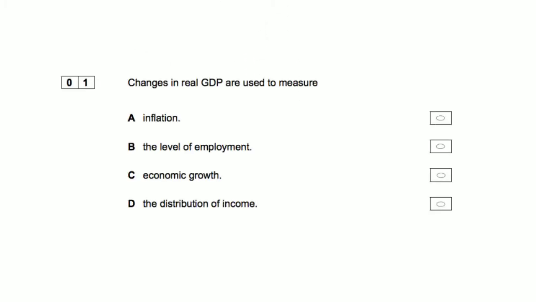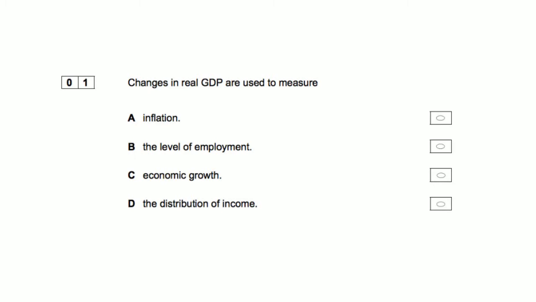Question 1 says changes in real GDP are used to measure. Let's first define what real GDP actually is. Real GDP stands for Real Gross Domestic Product, and it's a measure of the value of economic output adjusted for price changes, which is inflation. So if we measure changes in real GDP between 2 periods, we can see whether the economy is producing more or less goods and services. Therefore, we can see if the economy is growing or contracting.